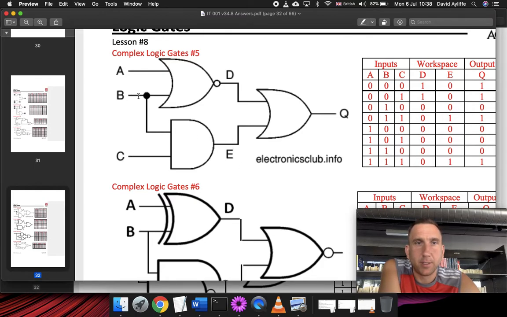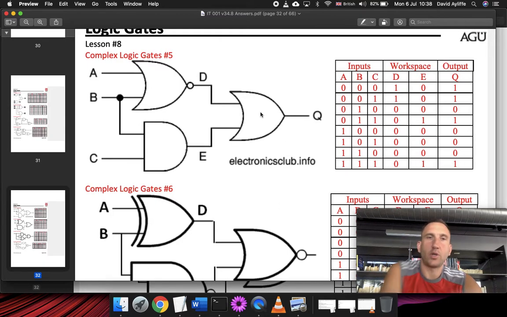E is B and C. Okay, so they both need to be positive. They're not both positive, they're not both positive. So that one is both positive, and that one is both positive. Okay, so that's 1 and 1.